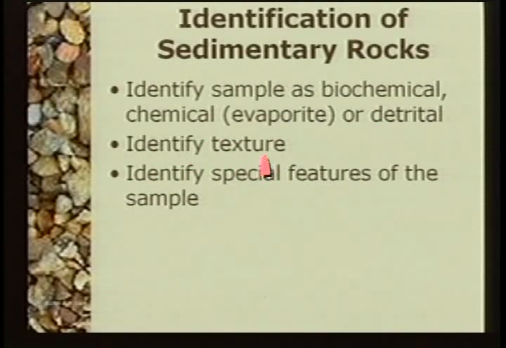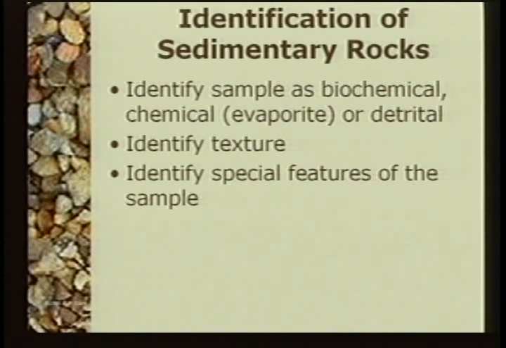You need to identify the texture next, especially if you're looking at a detrital rock. What size are the particles? And go from there. And any special features of the sample. If it's quartz, you can say quartz sandstone if you have sand-sized particles. If you have feldspar in the sand-sized rock, you need to call it an arkose.